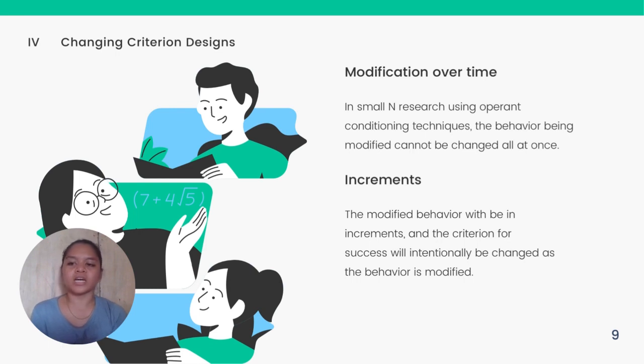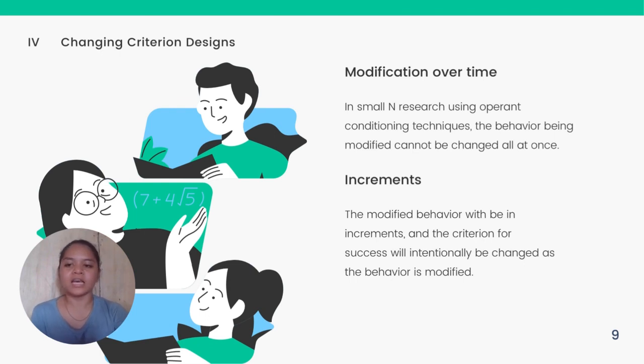Fourth, improved participant engagement. Setting achievable goals can help to keep participants engaged in the intervention and motivated to continue making progress. This can increase the likelihood of success and reduce the risk of dropout and non-compliance.